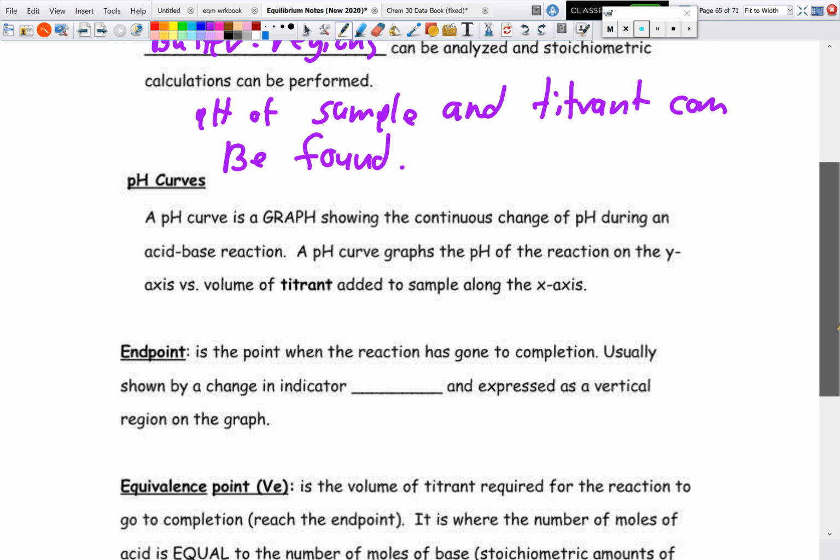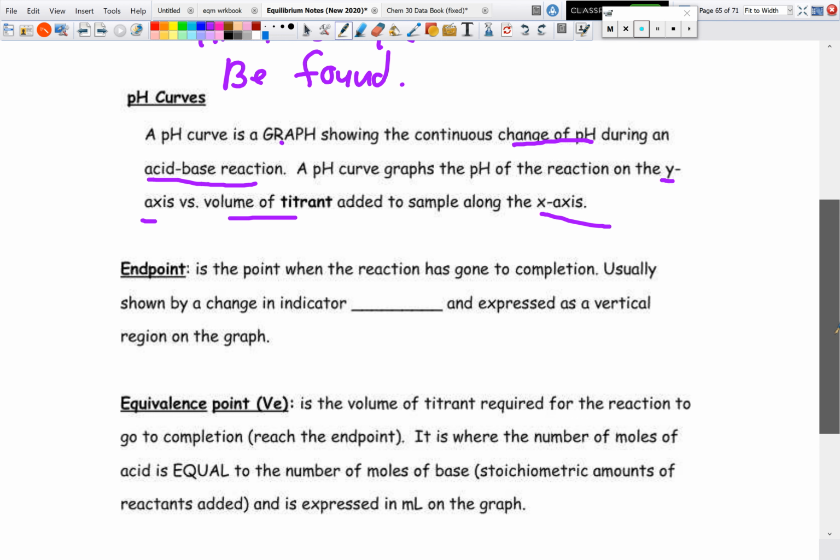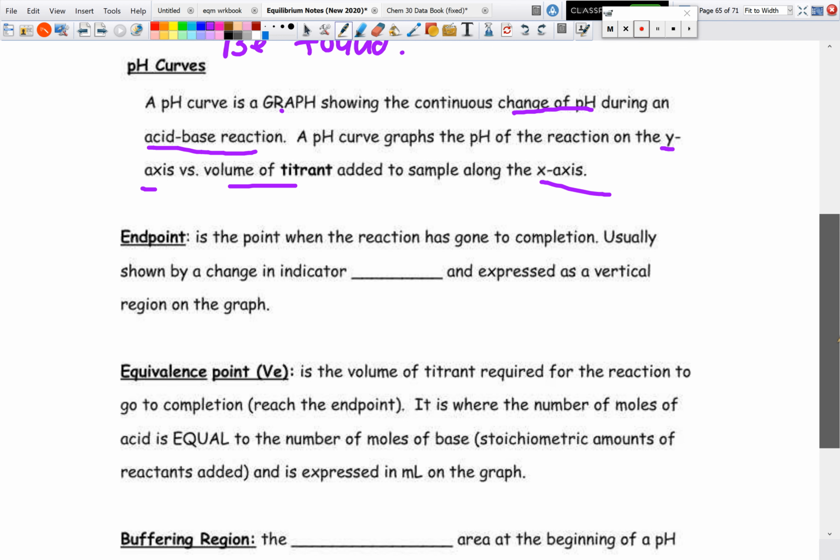Now, these are called pH curves. No reason other than that the graph is going to curve, but it is a graph showing the continuous change in pH during an acid-base reaction. For these, the pH is going to be on the y-axis, and the volume of titrant added is going to be on the x-axis. Now, we're going to tell when an endpoint is going to happen. This is the endpoint of the reaction when it has gone to completion. Usually, it's by a color. Normally, we recognize these by a changing color.